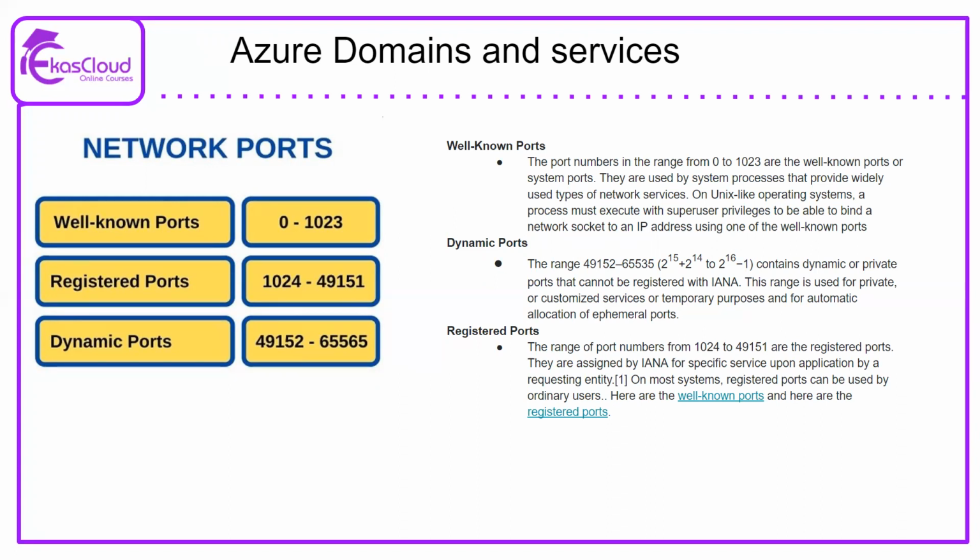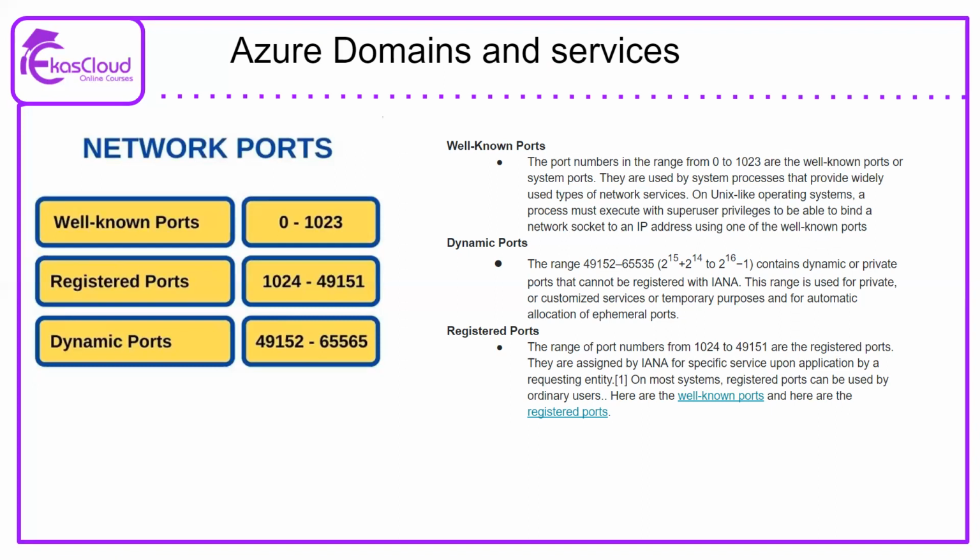And then we have dynamic ports. These are also known as client ports. These are the higher range ones, ranging from 49152 to 65535. They contain dynamic or private ports that cannot be registered with IANA. IANA is the entity which controls all the policies within the network, like the IP address classes and the port number range. These are all defined by IANA. It is an entity which controls the networking principles.